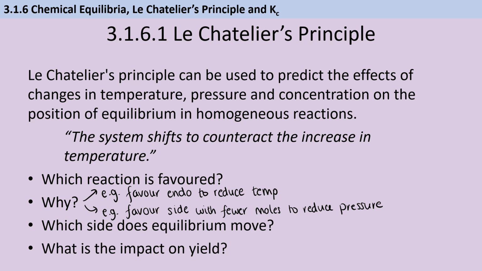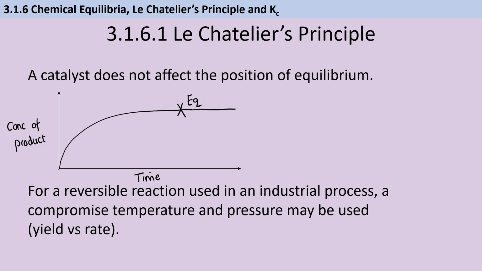If you're favouring the forward reaction, it's moving right, and if the reverse reaction is favoured, equilibrium is moving left. Finally, describe what the impact on the yield will be. Remember, adding a catalyst does not affect the position of equilibrium or how much product you make. The reason for this is that the forward and backwards reactions are both going to be sped up by the same amount. The reaction will reach equilibrium sooner, but the overall concentration of the product will be the same.